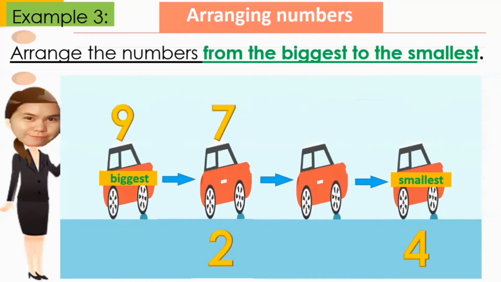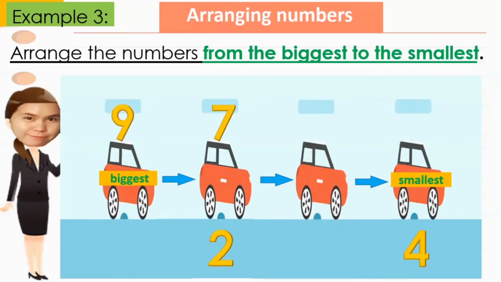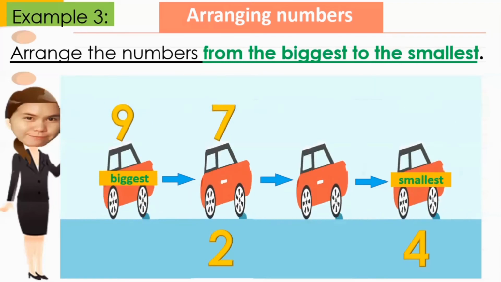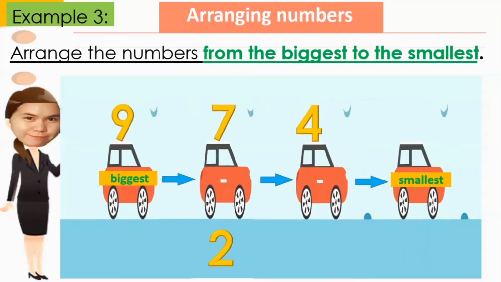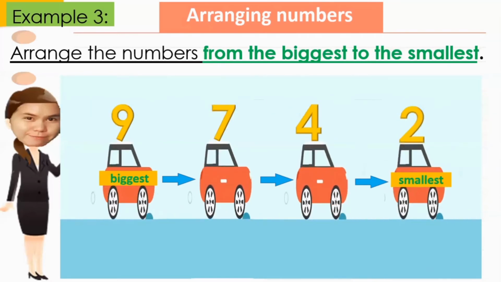Followed by, we have here 2 and 4. As we all know, 4 is bigger than 2. Yes, Teacher Joy. So therefore, 4 is the next number. And the remaining number, which is number 2, is the smallest number. So this is the example of the numbers from the biggest to the smallest.